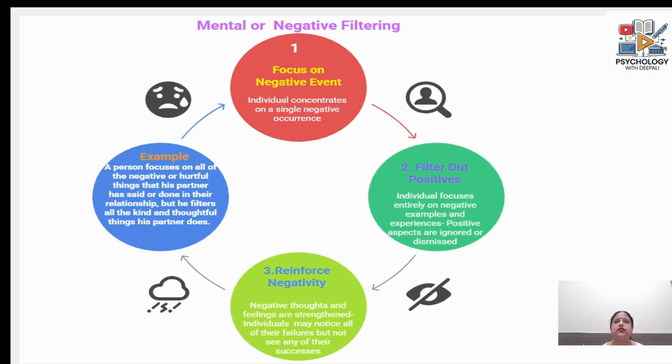Then the next cognitive distortion is mental or negative filtering. Here, the person focuses on one single negative event which has occurred, and then focuses entirely only on the negative aspects of the event, and all the positive aspects of the event or the situation are ignored or dismissed. So negative thoughts and feelings are strengthened. There is an increase in the thinking of only the negative aspects of the situation, and individuals may notice only their failures. For example, they may not even see that they are able to be successful in other things. The focus is shifting or filtering out everything positive and only focusing on the negative things.